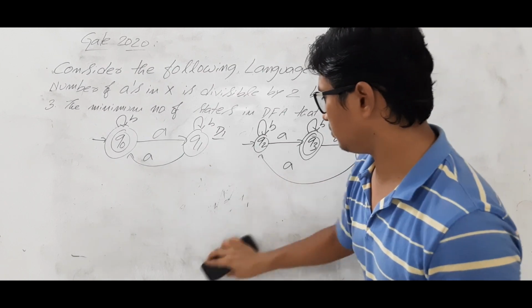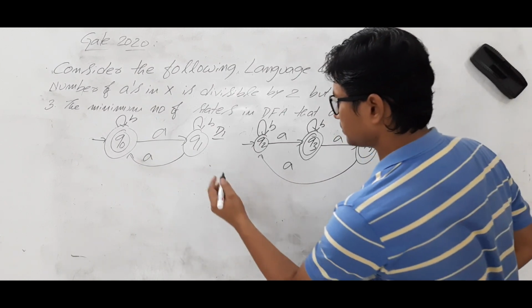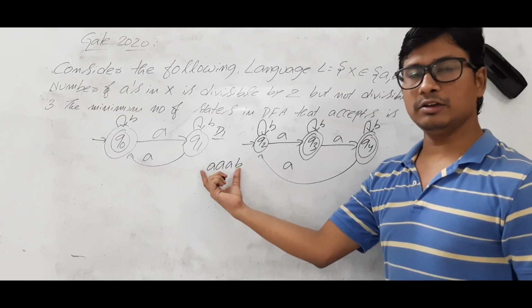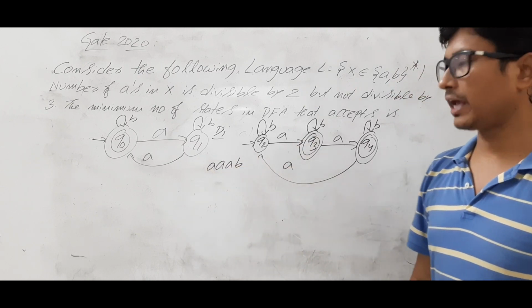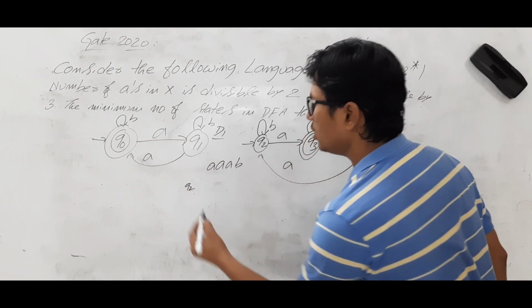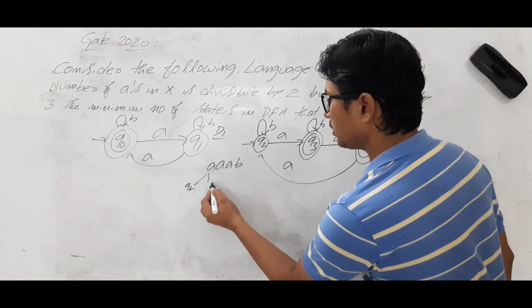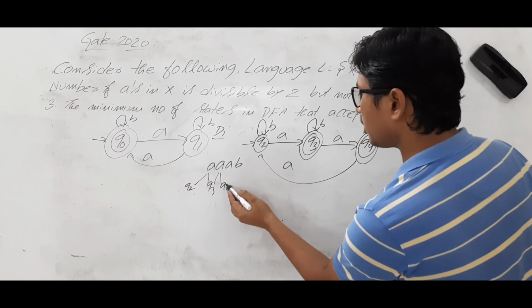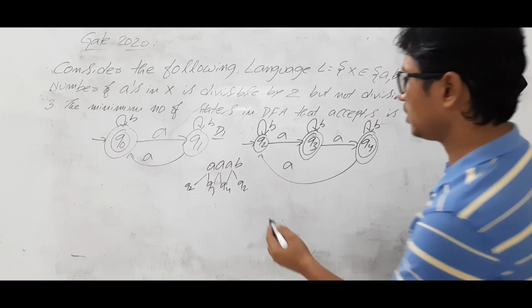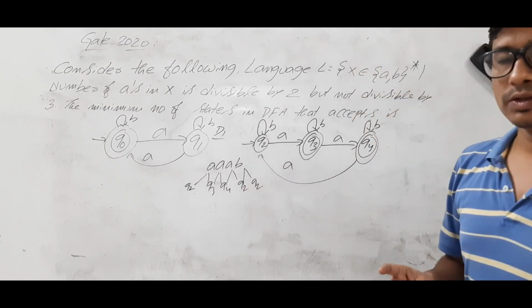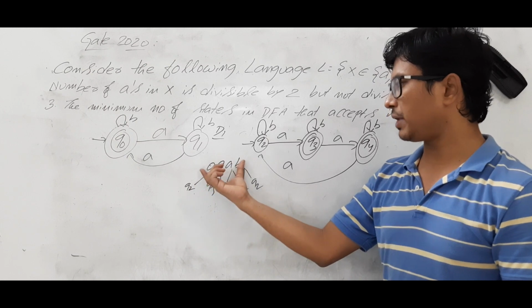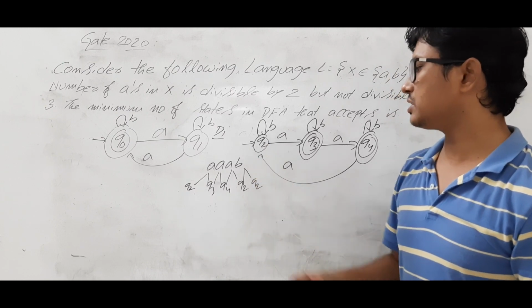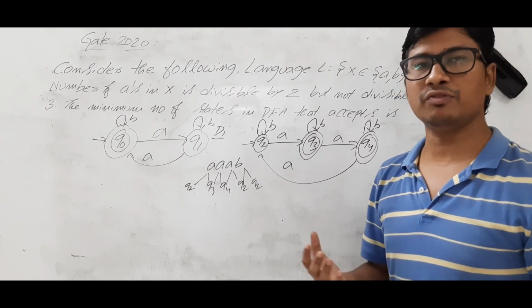Let me take a counter example: AAAB. The number of A's is divisible by 3, so my DFA should not accept. Let's check whether it is accepting it or not. Q2 on A, where is it going? Q3. Q3 on A, it is going to Q4. Q4 on A, it is going to Q2. Q2 on B, it is going to Q2. So finally, from the initial state after parsing the entire string AAAB, you are reaching a state called Q2, where Q2 is a non-final state. If you are reaching a non-final state, what can I say?